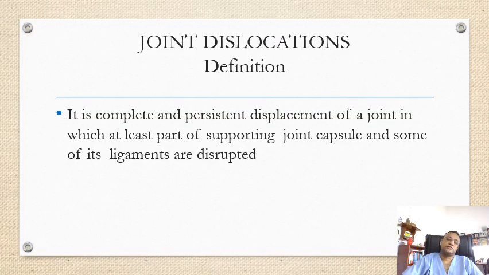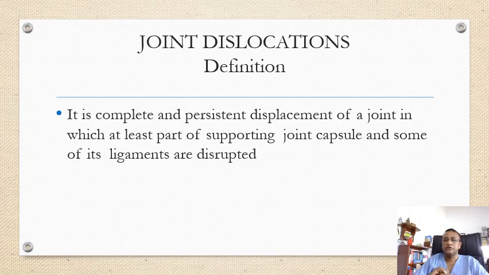To discuss dislocation, we should know the definition of dislocation. What do you think? What is a dislocation? Dislocation means a complete and persistent displacement of a joint in which at least some part of the supporting joint capsule and some of its ligaments are disrupted. It should be complete and persistent displacement, and there might be some disruption of the joint capsule or ligaments.